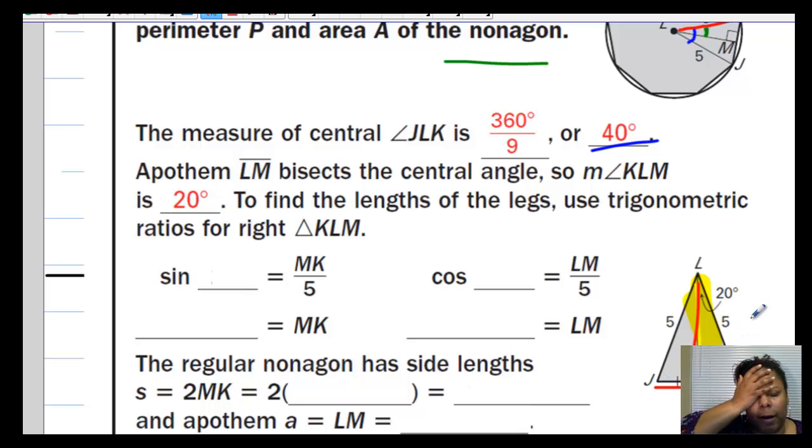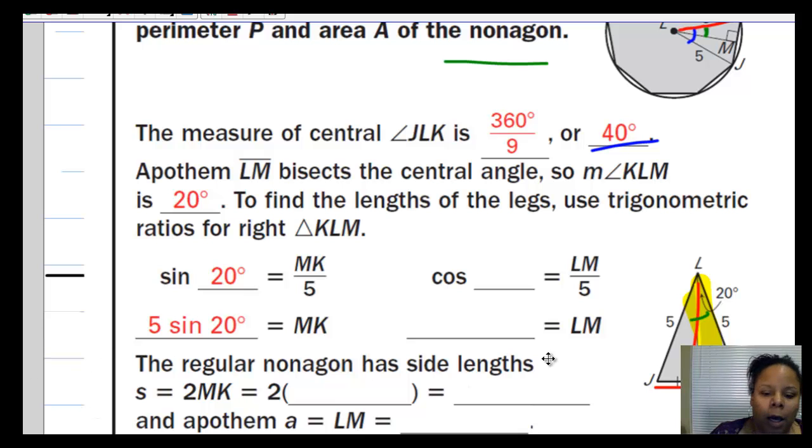So what do we do when we need to figure out a side length when we only have one side length and an angle measurement? We either use special right triangles or we use trigonometry. In this case, we're going to use trigonometry because we have an angle that measures 20 degrees. So if you remember, the sine of this 20 degree angle is the opposite over the hypotenuse. Well, our opposite leg is MK, and our hypotenuse is 5. So when I plug 5 times sine of 20 in the calculator, I will get the length of MK.